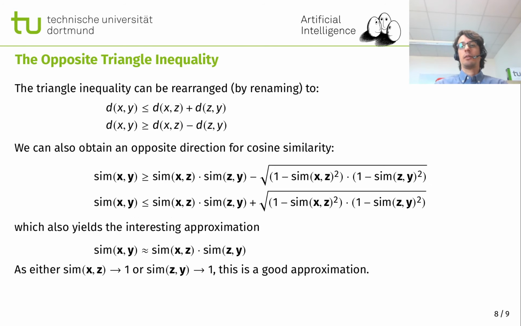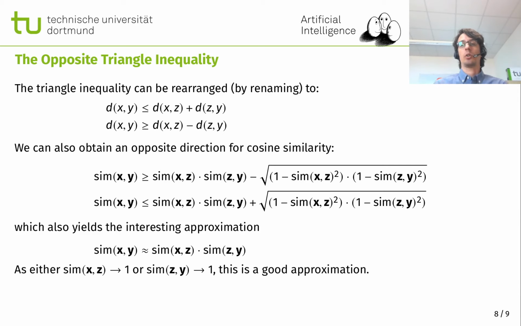We can also derive an opposite triangle inequality. This is very easily obtained by rearranging and renaming variables. So if you take the standard triangle inequality, d of xy is less than d of xz plus d of zy, and you take one of the terms on the right-hand side to the left and then rename things, then you get a very similar triangle inequality where d of xy is larger than the difference between xz and yz.